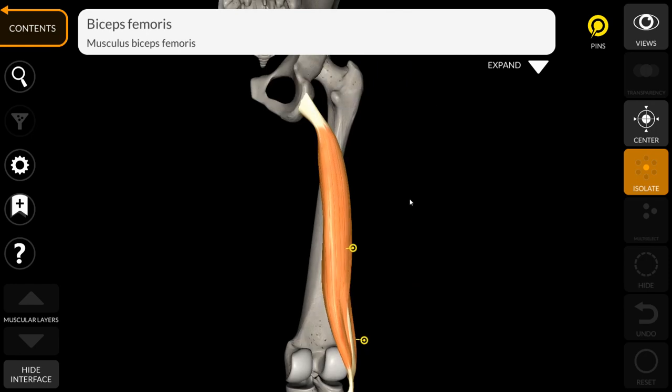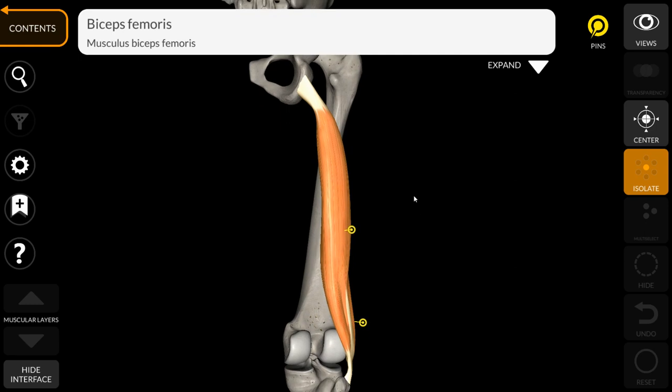Why do we call it the biceps femoris? Because this muscle consists of two heads. It consists of a long head and also a short head.